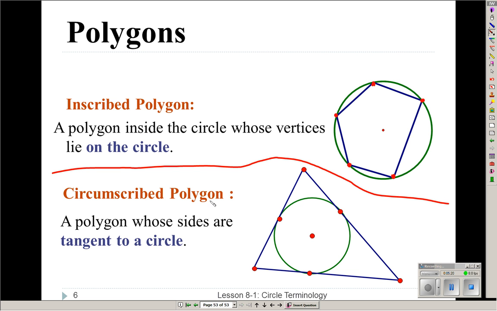A circumscribed polygon is a polygon whose sides are tangent to a circle. The circumscribed polygon is outside of the circle, and each side is tangent to the circle. And you can see the 3 points of tangency as you go around here. Inscribed polygon is inside. Circumscribed polygon is outside.